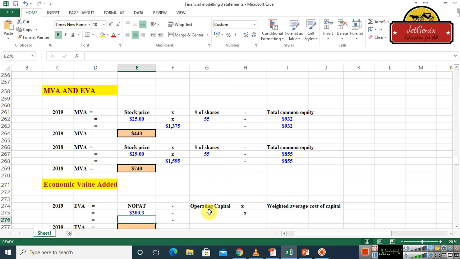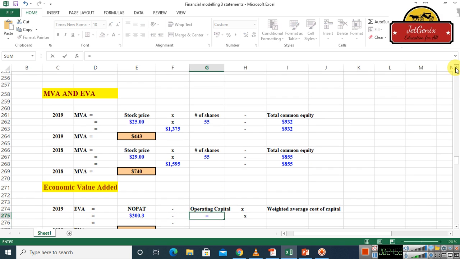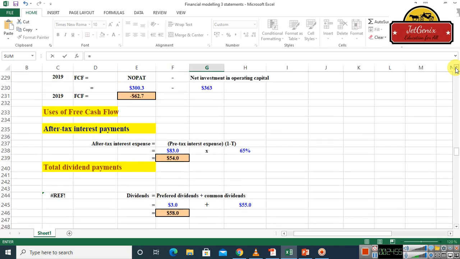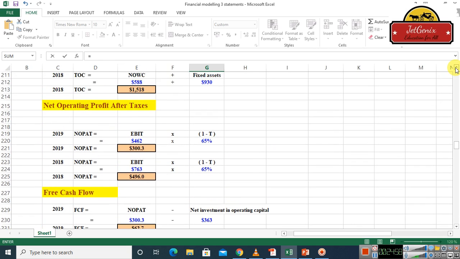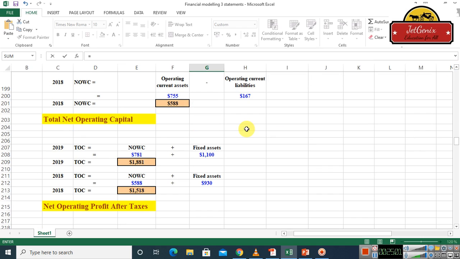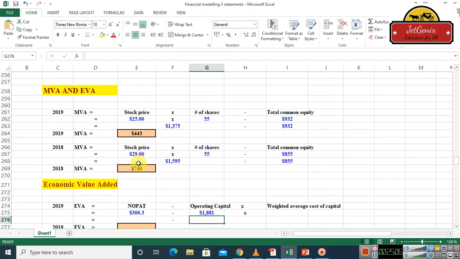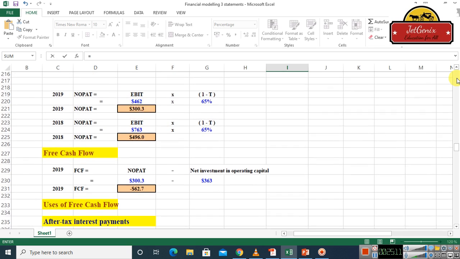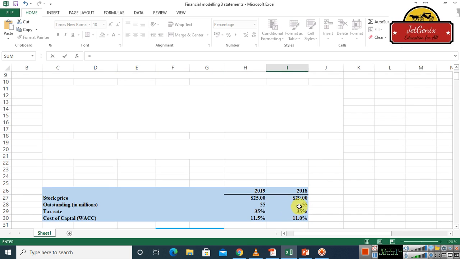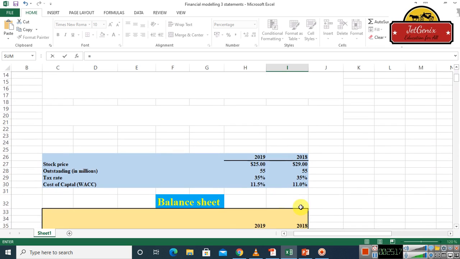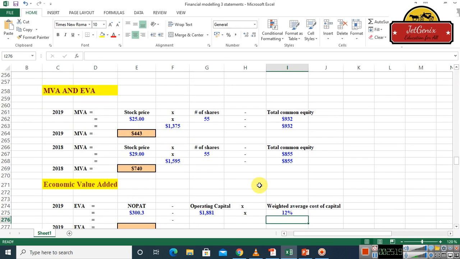And now here I'm going to select the net operating capital for 2019. Let's find it. Net operating capital, yes, it's here, this one. Select it. And here I am going to select the weighted average cost of capital, which we can find at the top of this spreadsheet. You can see for 2019 it is 11.5. So press it. Now here again the same amount, this one.